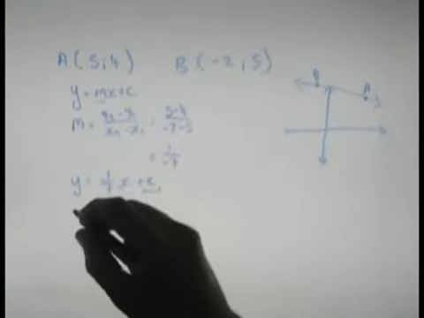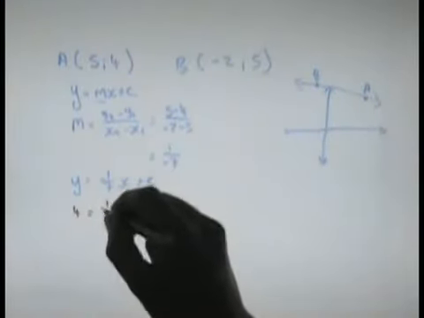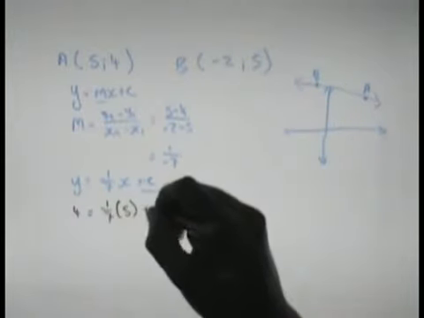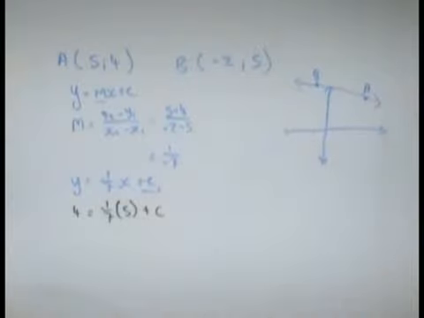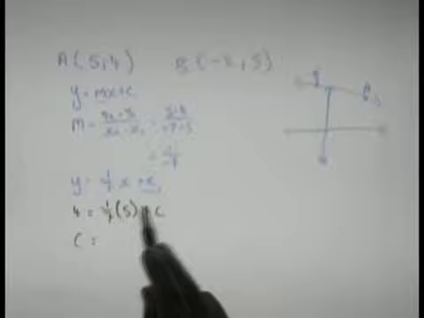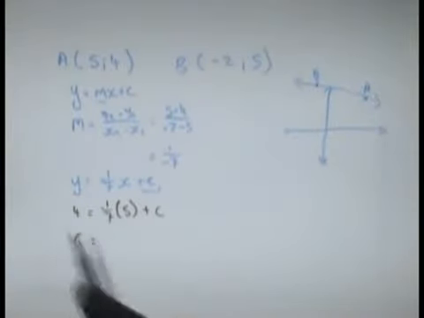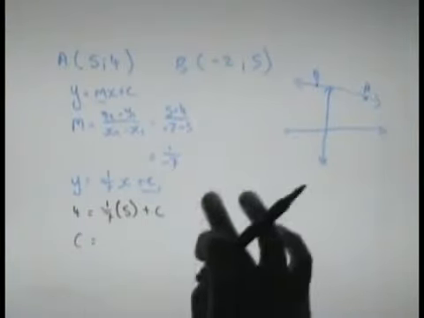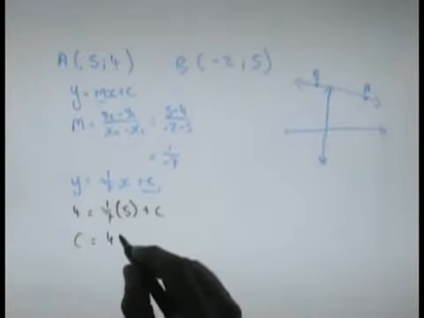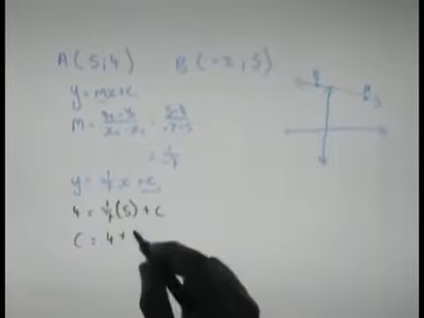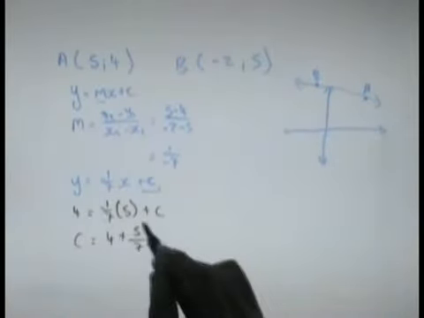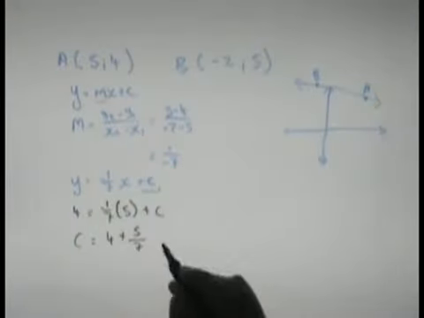Instead of y, we're going to put 4. 4 is equal to -1/7 x, x is 5, plus c. That means that c is equal to, now all I'm doing is keeping c on this side, taking everything across to the other side, but I'm flipping it. So that's going to be 4 plus, because that will become positive, plus 5/7. 1/7 times 5 is 5/7.